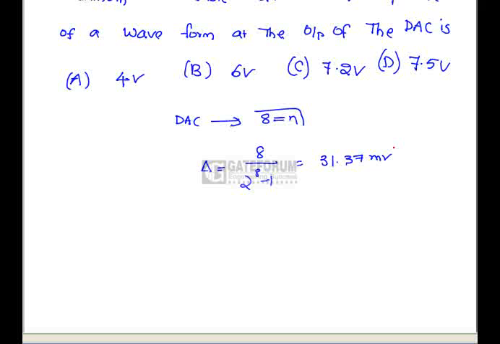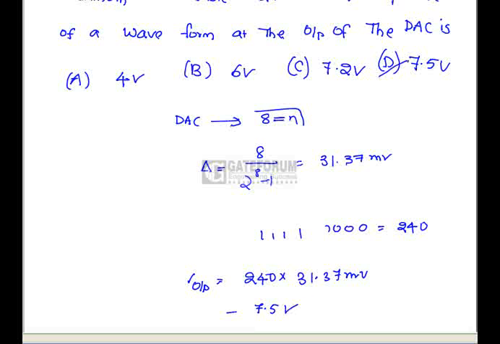So, the D2A converter having 8 inputs, that means the least significant 4 bits are zeros and the upper 4 bits are ones, which is approximately in decimal equal to 240. So, the analog output voltage V output equals 240 times 31.37 millivolts, which is equal to 7.5 volts, which is option D is correct.